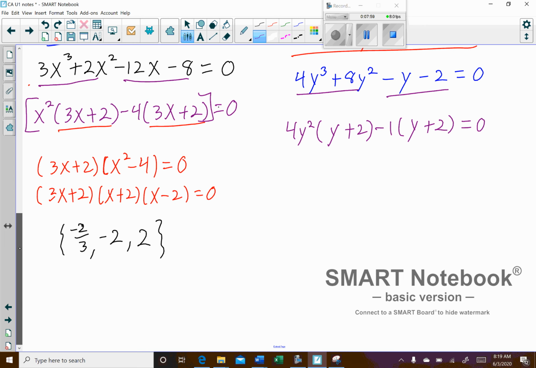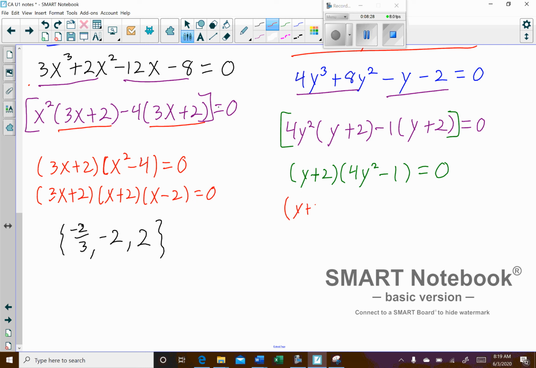So now I have those matching factors. So now we'll go ahead and factor out the y plus 2. And then my other factor is 4y squared minus 1. Now this problem is really not any different than the one we just got done doing over here. It's just that the difference of 2 squares has a little bit more to it. Okay, so I'll actually take a little extra step here to show that.